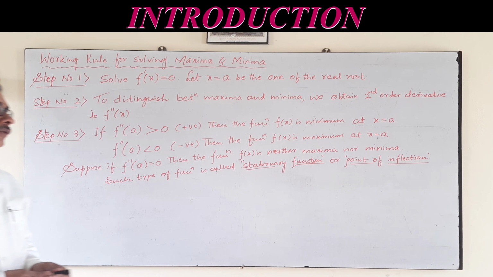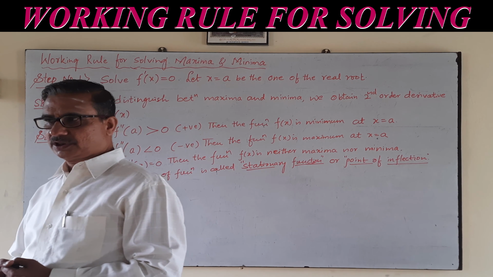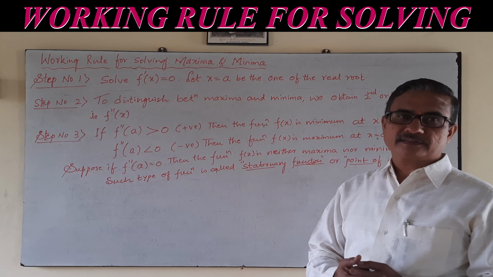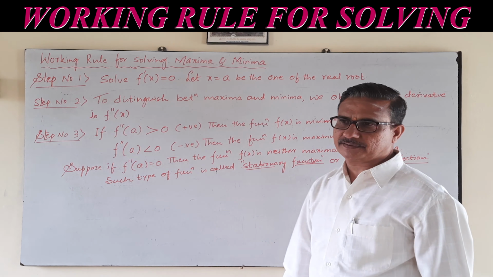Next result, the working rule for solving maxima and minima. How to find the maximum and minimum value of a function? In such cases, we must apply the following steps. What are the steps? Step number 1, understand it. Step 1: solve f dash x equal to 0. f dash x is nothing but dy by dx.